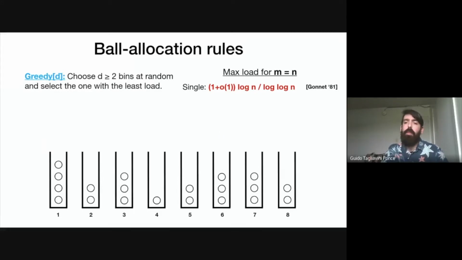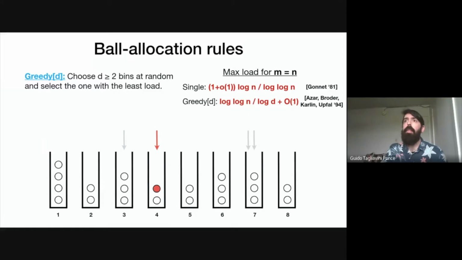Now, if instead of just choosing one bin, we choose d bins at random, for d larger than 1, and we select the one with the least load, we get Greedy d. For instance, let's say we want to do Greedy 4. We select 4 bins at random, and from these bins, the least load is at bin 4, so we place the ball there. The max load in this case drops exponentially to log log n divided by log d plus a constant. This was shown by Azar, Broder, Karlin, and Upfal in 1994. This is a very nice and clean algorithm, and it would seem that this is optimal.